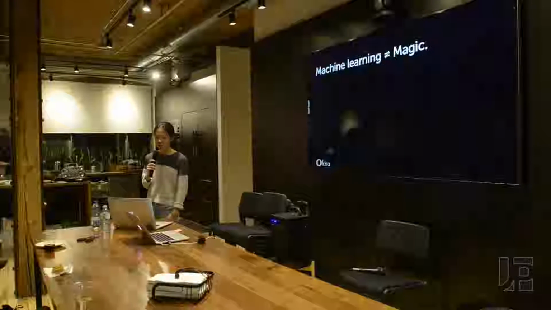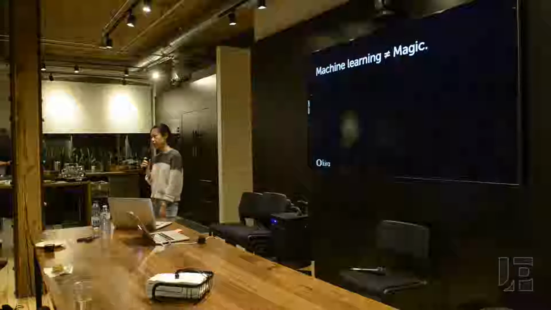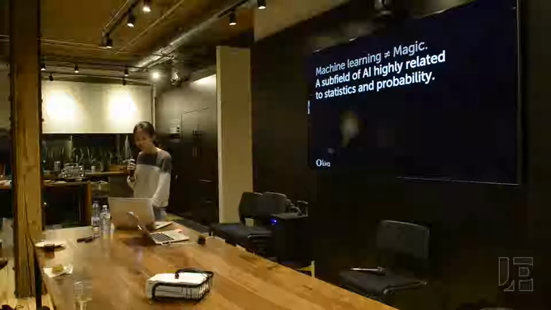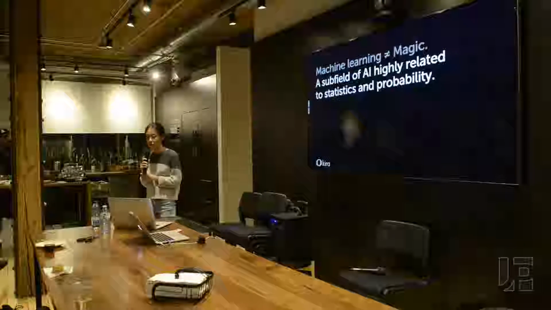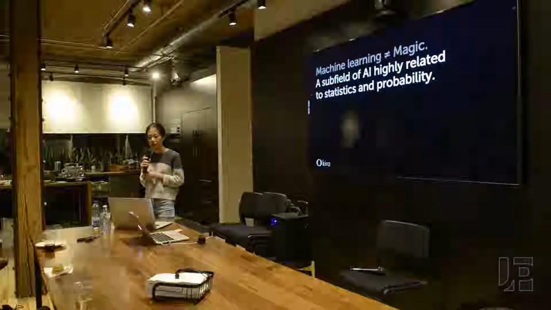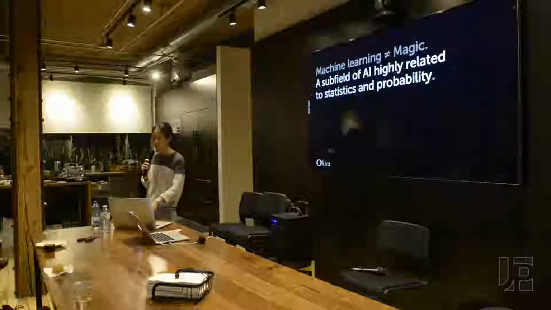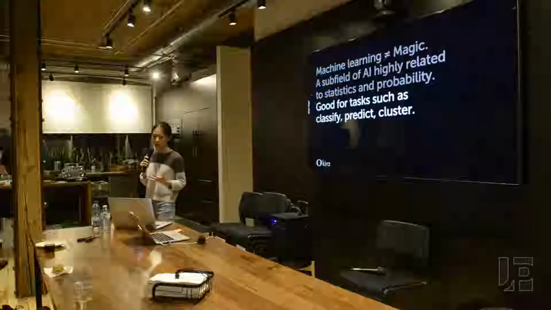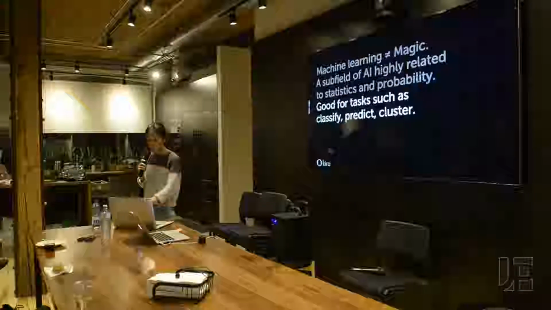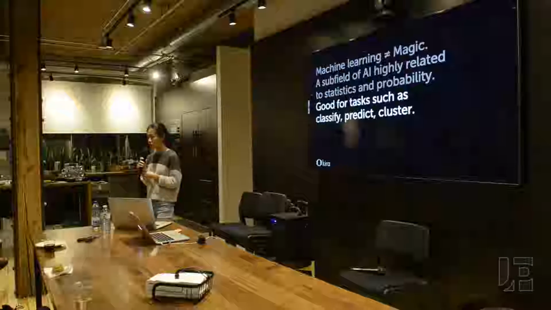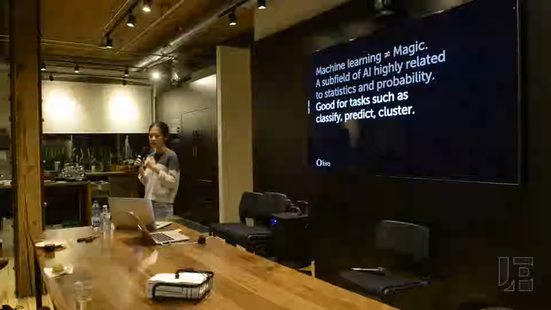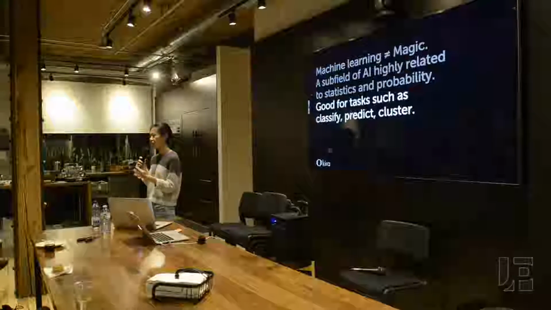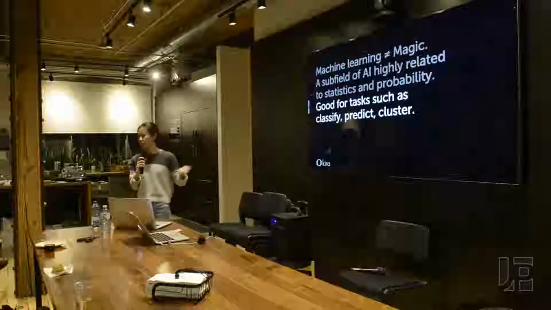So a little bit about machine learning, since that's sort of the technology we get to work with. First of all, it's not magic. It is a subfield of artificial intelligence, which is highly related to statistics and probability. And it's very good for tasks such as classifying things, predicting things, and clustering things. Think about a lot of the products that you use every day, like Spotify and Amazon, Google. A lot of these things actually use different kinds of algorithms to accomplish some of these tasks.